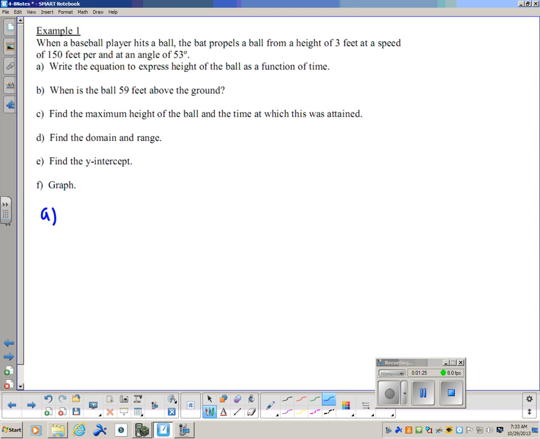Part A. Before we start working at this, I'm going to give you a picture, drawing out a little coordinate plane here. From a height of 3 feet, the ball starts up here, shoots out and comes back down over here. So the ball goes up and then comes down. We're supposed to write an equation to express the height of the ball as a function of time.